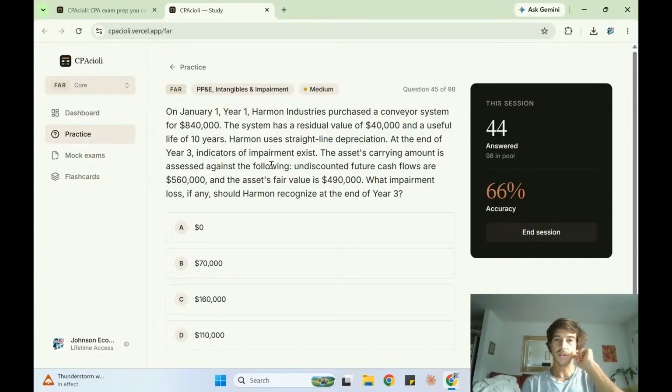Okay, what impairment at the end of year 3? So residual value 40, useful life of 10 years. So it's 80,000 a year in depreciation, which at the end of year 3, 80 times 3, is 240. So 600 carrying value.